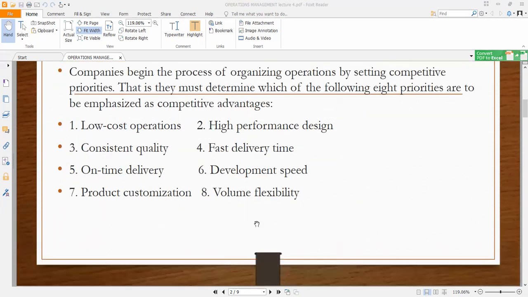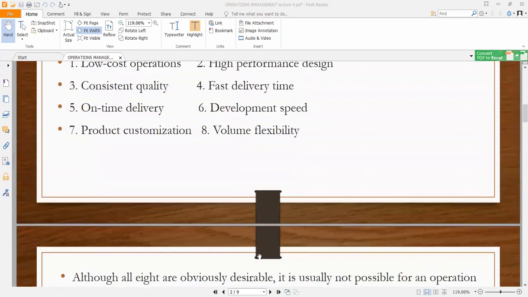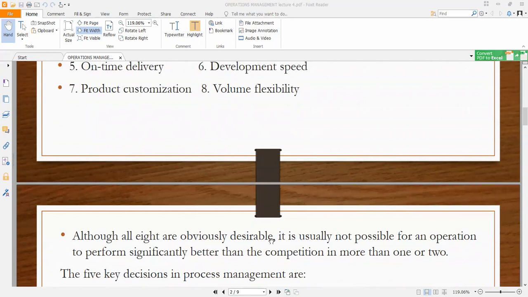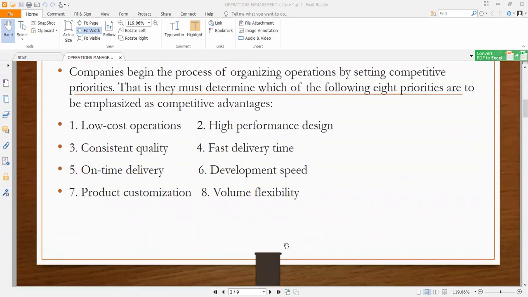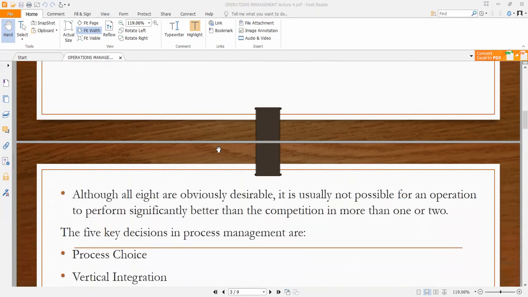Although all the eight are obviously desirable, it is usually not possible for an operation to perform significantly better than the competition in more than one or two. So it may not be possible for a business to perform better in all of them. Your business may have an advantage in one or two. However, as a manager, you need to increase the number. If out of eight your business can do fine in about five, you are good to go. If you can do well in about half, which is four, that is better as well. If you do seven, you are doing very good. Those are the priorities that you need to look at.